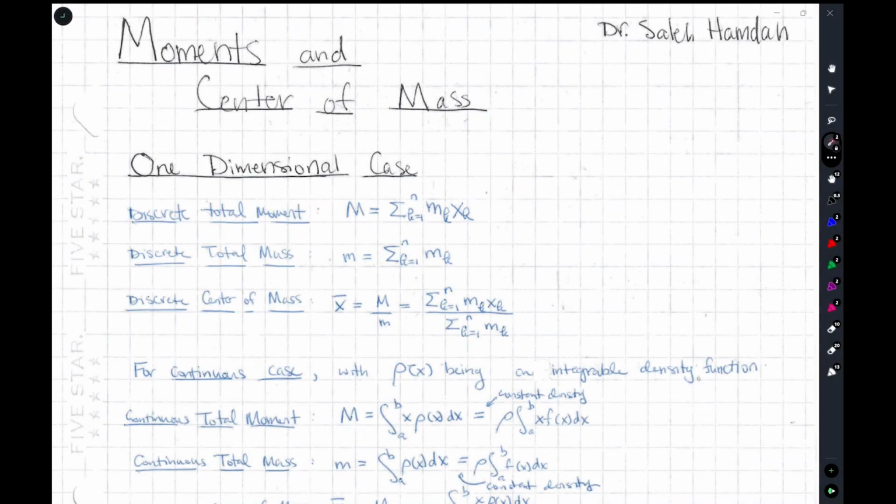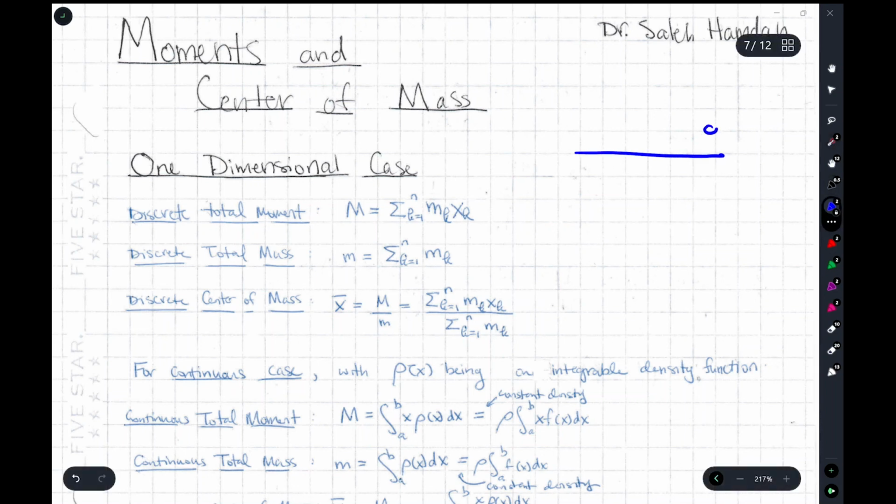So another application of integrals in a physical context is to find the moments and center of mass of an object. So conceptually, what is the center of mass? If you have a one-dimensional object, like, say, two people at different places on a seesaw, then the center of mass is going to be that point where it's balanced.